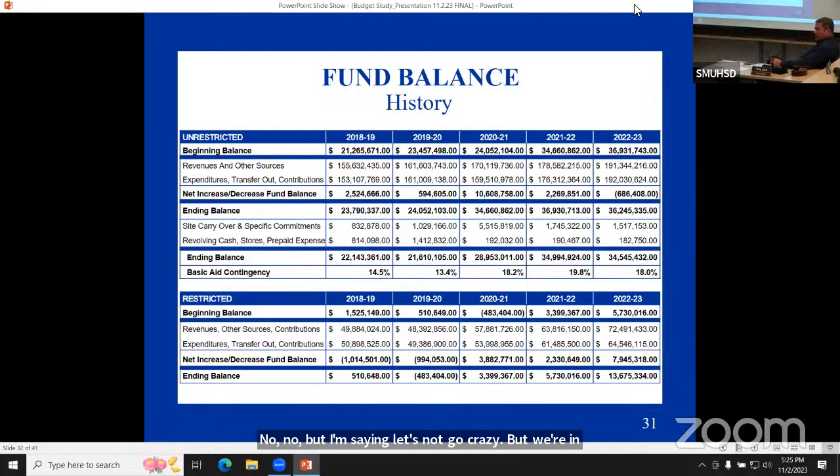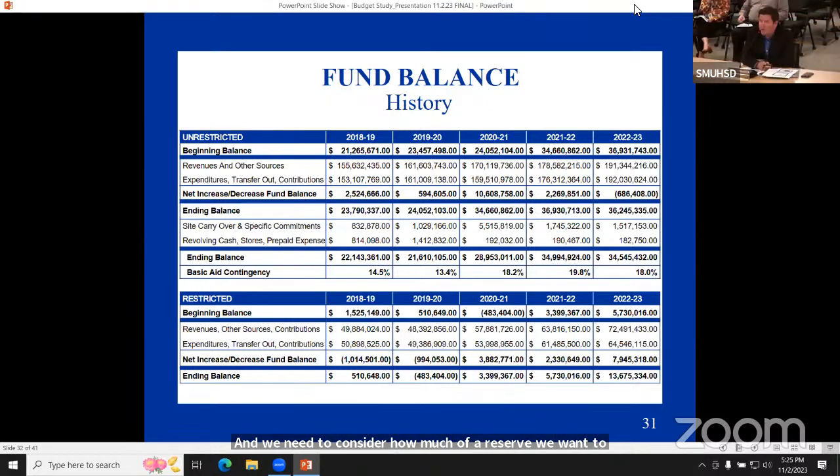And we need to consider how much of a reserve we want to continue to have over a regular basis. I will note that our reserve balance is right around or a little bit under the state average right now for school districts. You mean like the 10%? No, nobody's at that after these years, especially because of all of the restricted funding that districts have received. But yeah, School Services puts out a thing every year.